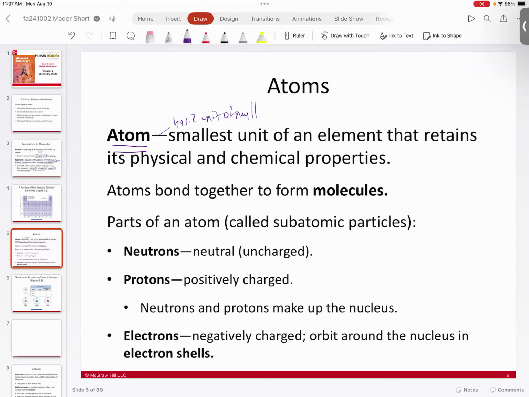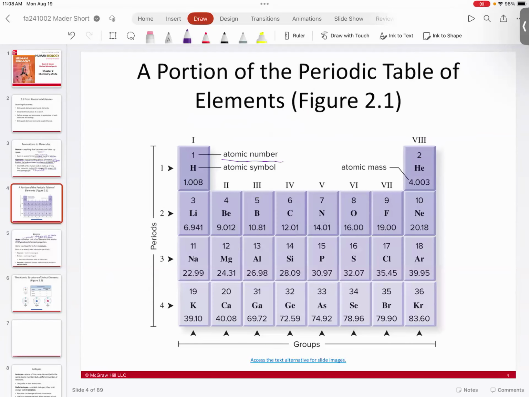Now, what does this mean? What this basically means is this is the smallest that we can get and still retain the properties of the element. So for instance, the example I always like to use in class is of the element gold, right? So gold, which isn't on this little abbreviated periodic table, is Au.